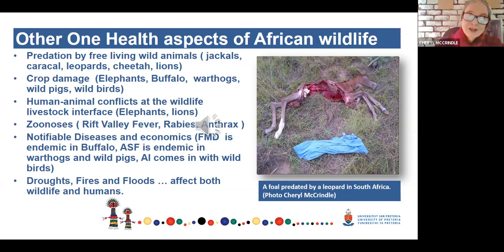We have human-animal conflicts at the wildlife-livestock interface, particularly elephants that tend to tread on people and lions that land up in people's villages. Then we've got zoonoses like Rift Valley fever, rabies, and of course we've got West Nile fever, which has just appeared in our country and apparently affected some flamingos. It comes in seasonally. Notifiable diseases have quite an impact on our economics. Foot and mouth disease is endemic in buffalo, and it spreads over to livestock, and then we can't export any of our beef or pork or mutton.